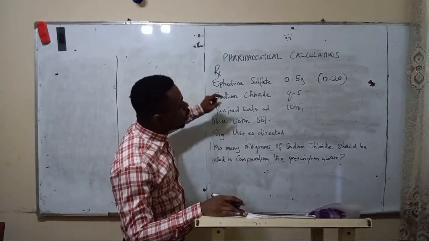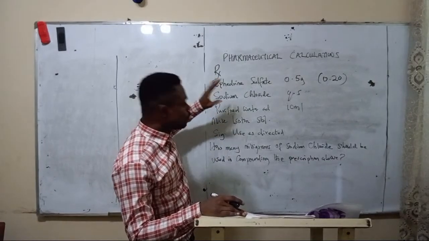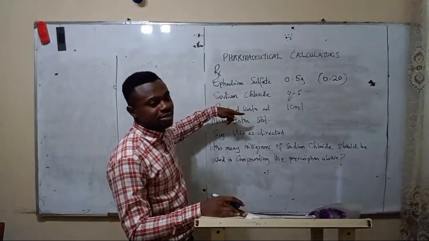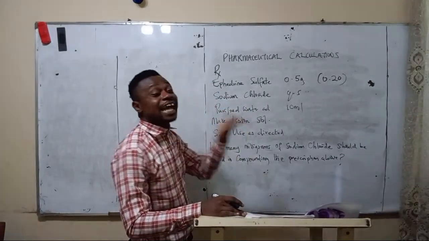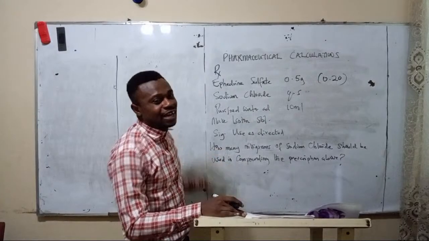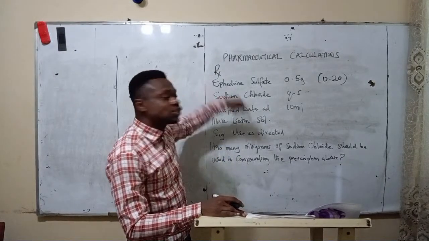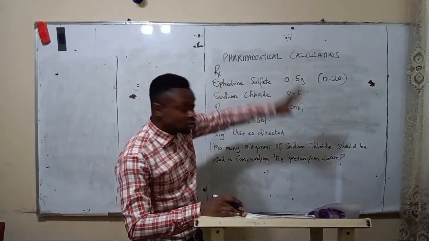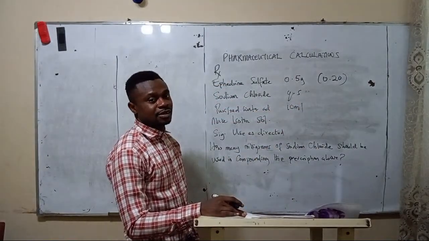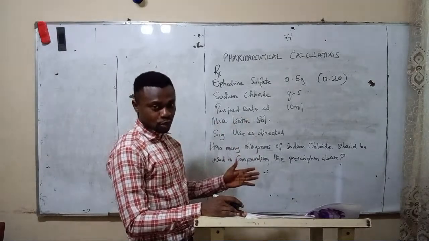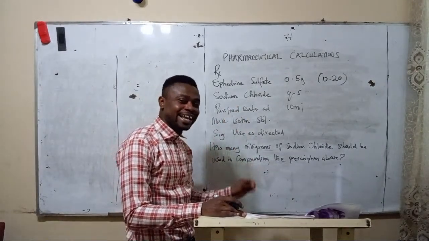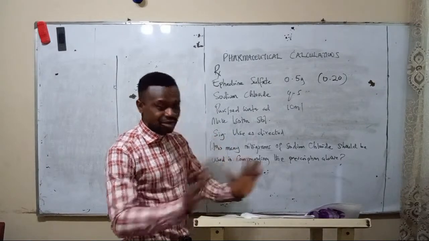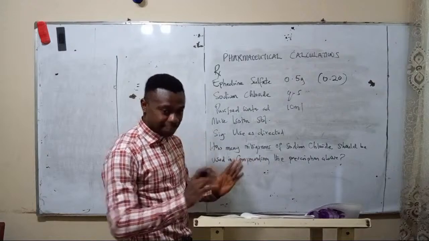Now, I keep saying this: don't jump and start solving what you don't know. Try to find out if this solution itself is isotonic. It's simple. How do we find out? You use the sodium chloride equivalent of ephedrine sulfate to move ephedrine sulfate to sodium chloride. Then, of course, you know that 0.9 gram of sodium chloride in 100 ml is isotonic. That one is clear.